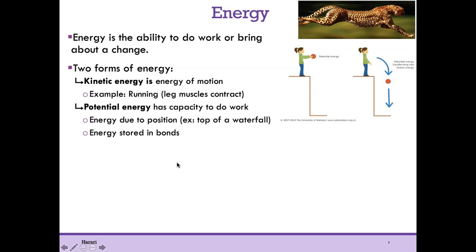For example, the water at the top of a waterfall has a lot of potential energy because if it were to fall down, right, it could move. It has a lot of capacity. It has a lot of potential to cause energy of motion. Right, that water can then move very far down the waterfall. But when it's at the top, it just has potential energy.